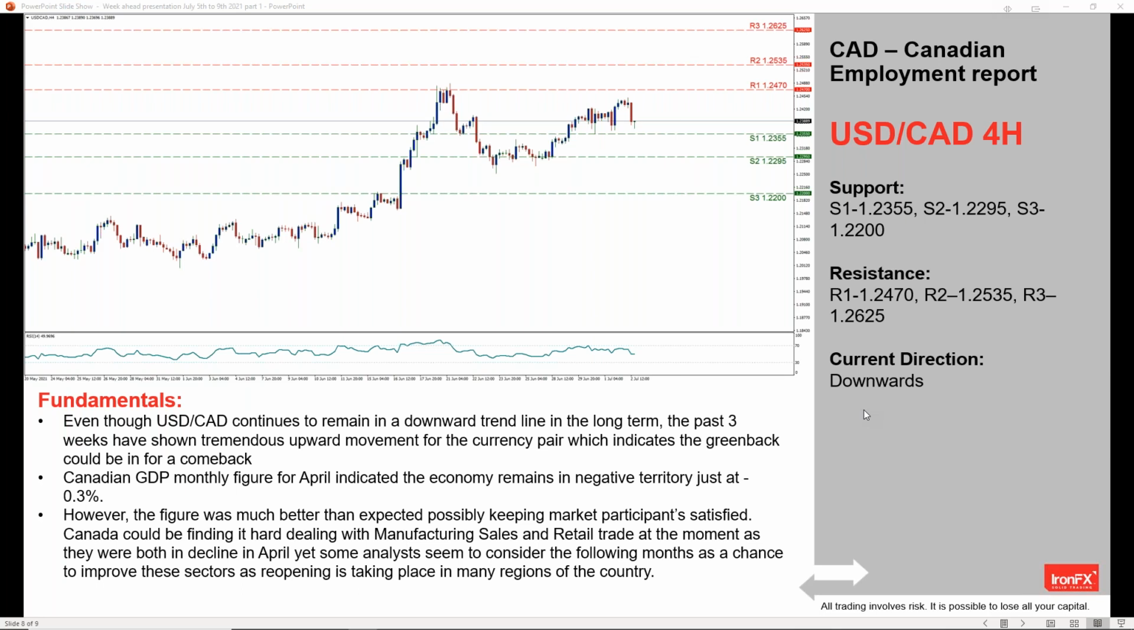Some other economic data that may be of interest to traders include the Turkish CPI rates for June coming up on the 5th of July, Norway's GDP data for May released on the 7th of July, Czech Republic's retail sales for May coming out on the 8th of July, and finally, Norway's inflation data for June and Turkey's current account for May to be released on the 9th of July.